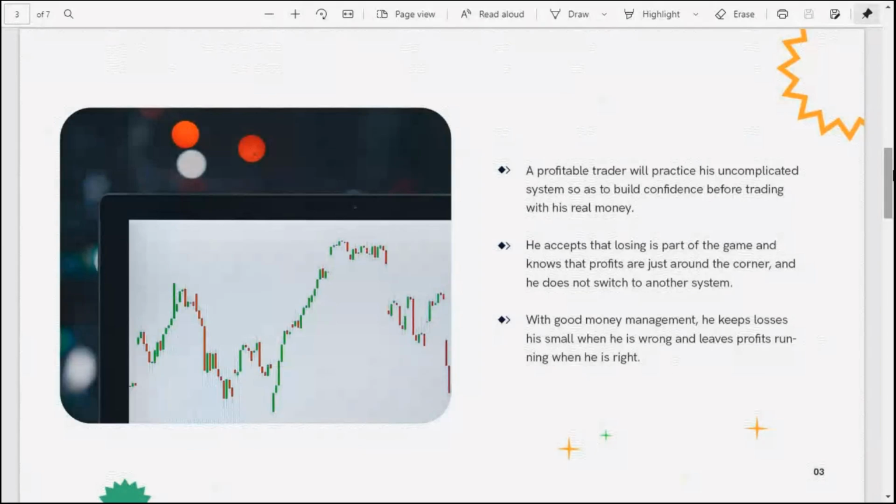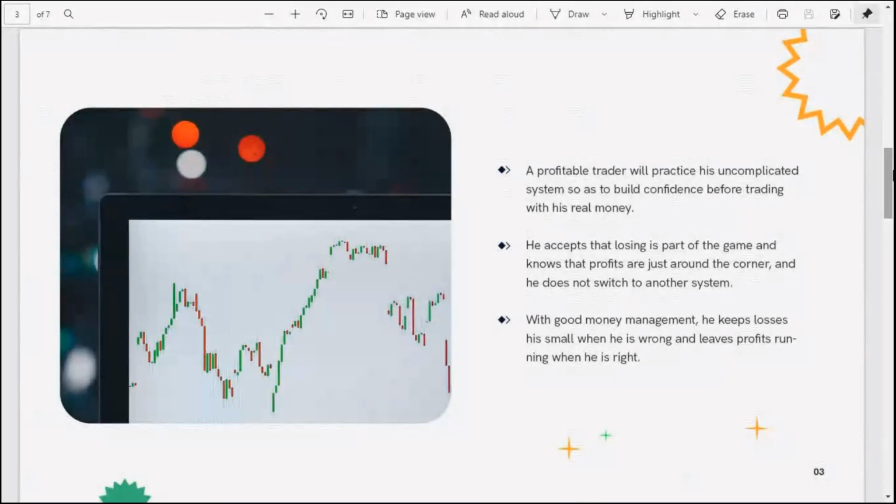So as a profitable trader, you want to be a profitable trader, you will practice your trading system just to build confidence. The whole idea is not to lose your capital. Build your confidence before you now go in with bigger money.